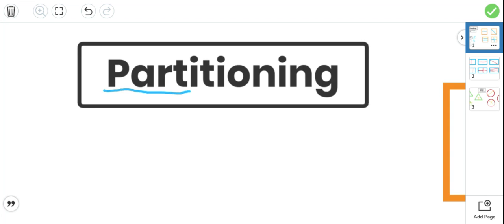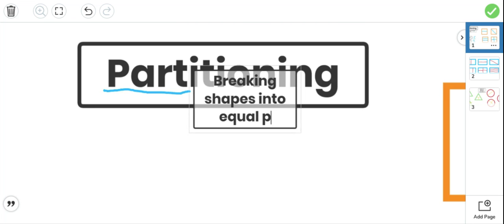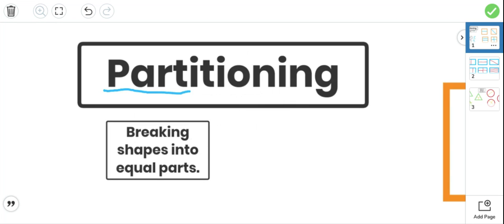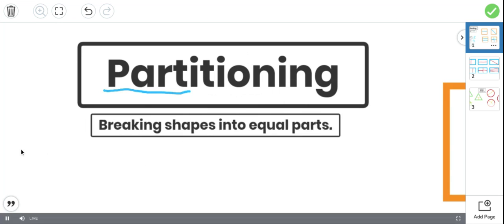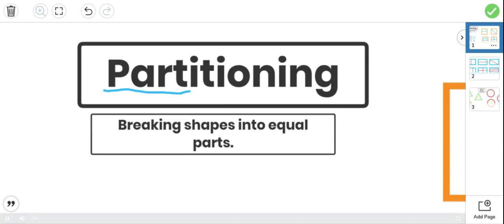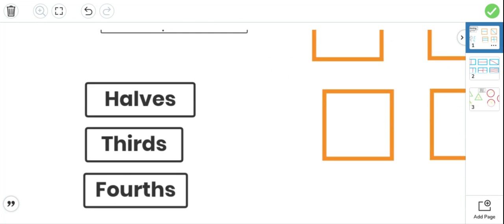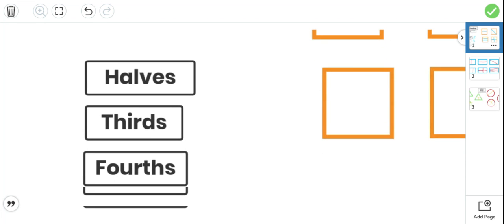And you can see the word part is in partitioning. So that's a nice way to remember. When you are partitioning, you are breaking shapes into equal parts. And a key word here is equal. When it's a fraction, they must all be the same size. They must all be equal. So there's three ways we are going to be partitioning shapes today. And you should recognize these words a little bit.